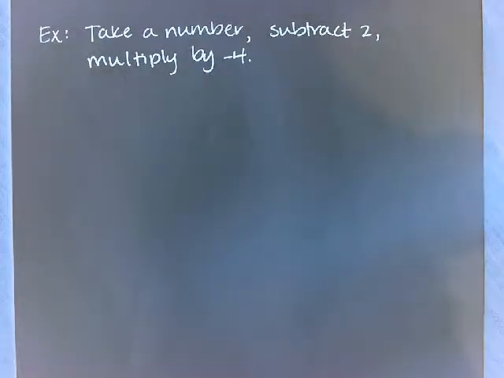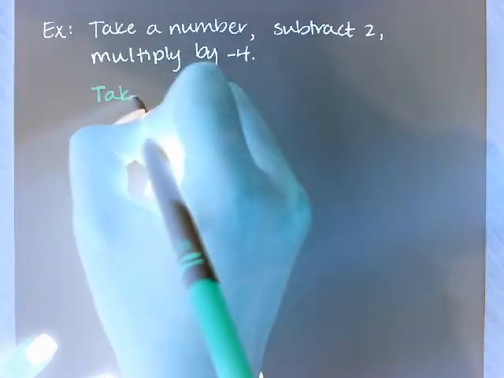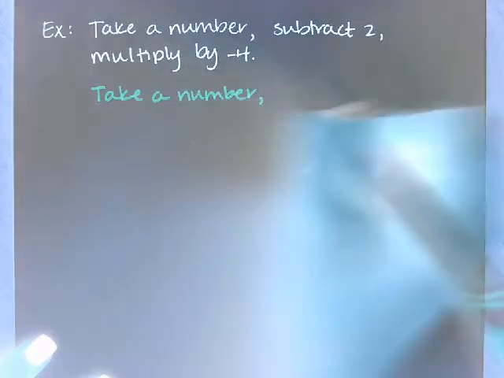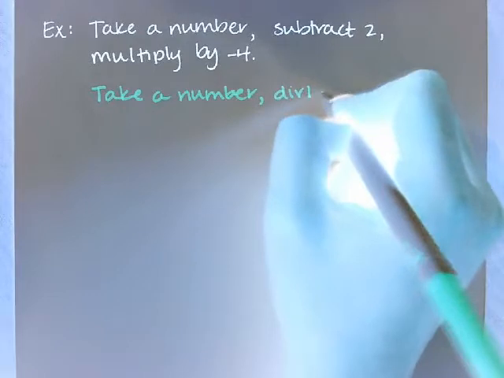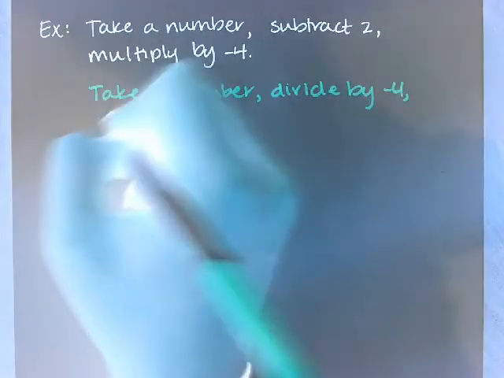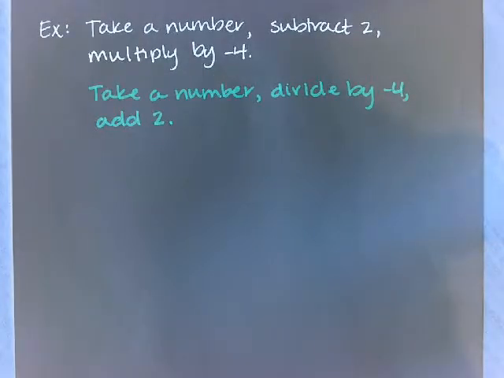Okay, so we would say take a number. If we were working backwards, we would still have to start with a number, and then what would we do? Divide by -4 and add 2. Okay, so we just do the opposite.